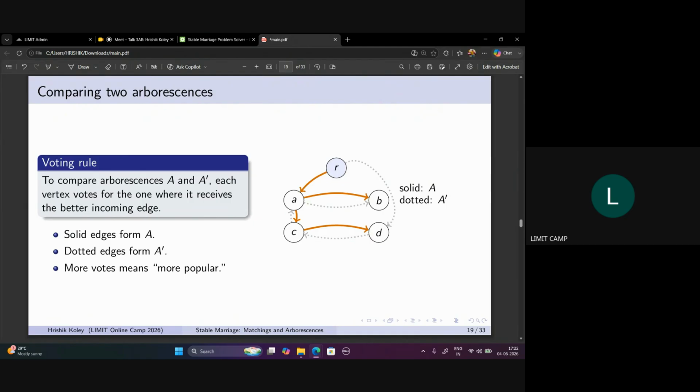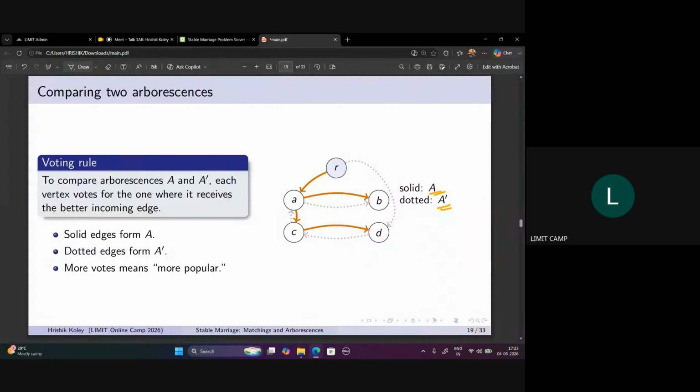Now, coming to the concept of popularity. For getting to popularity, we need to know how to compare two arborescences. Let's say you have these two arborescences. The solid line ones we call arborescence A, and the dotted line ones we call arborescence A dash. To compare them, we allow each vertex to cast a vote for the one where it receives the better incoming edge, that is, the one that it prefers most.